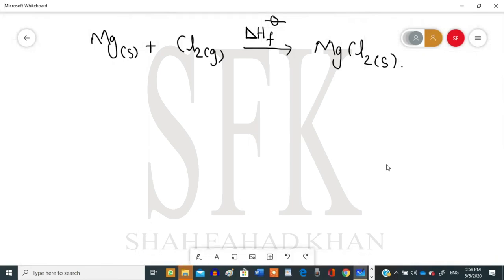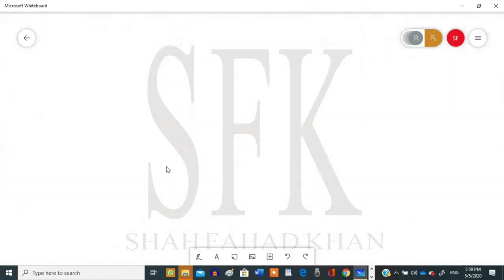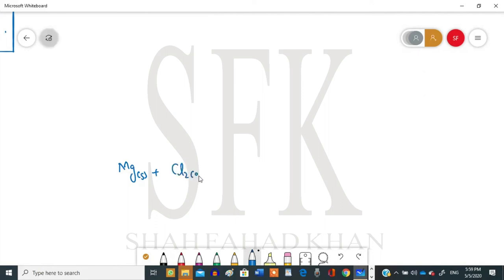So the basics are the same. Magnesium solid combining with chlorine gas. The enthalpy change of formation of magnesium chloride is also exothermic. Don't worry, it's going to be mentioned in the paper whether the reaction is exothermic or endothermic. Generally, the enthalpy change of formation that they give you is exothermic, because the product of exothermic reactions is quite stable. So you don't need to worry about this. This data will be given to you.